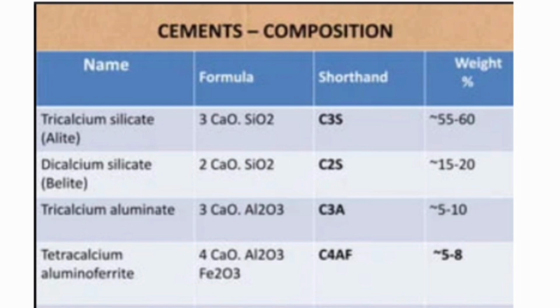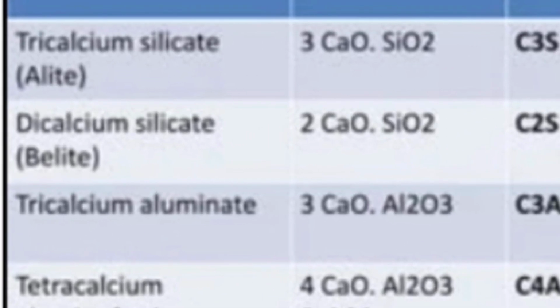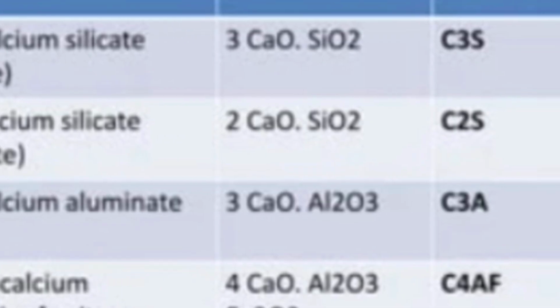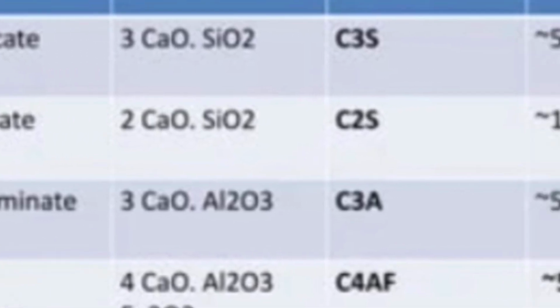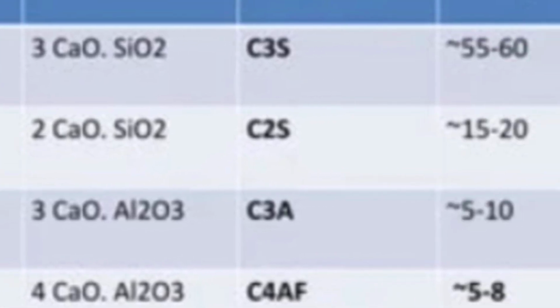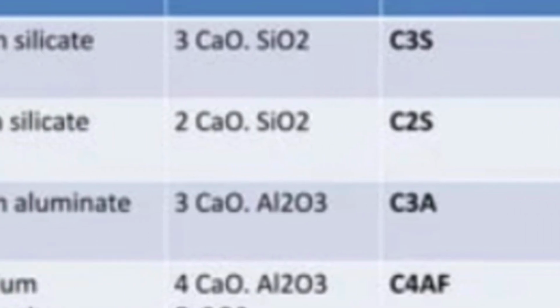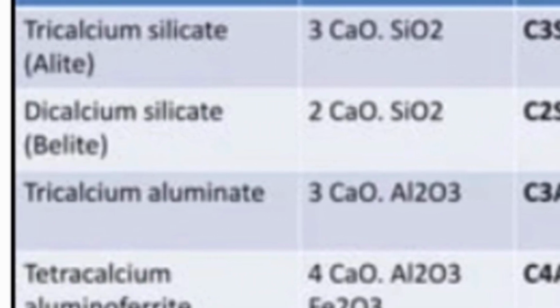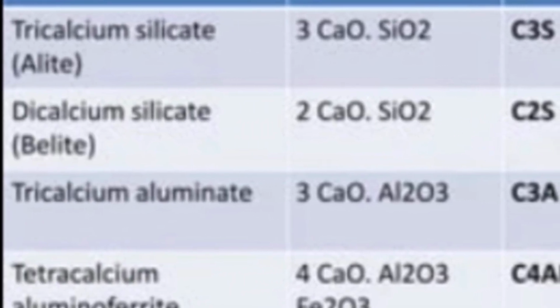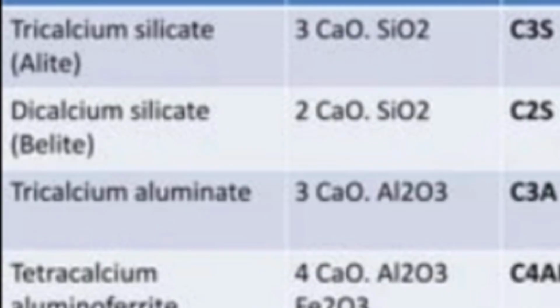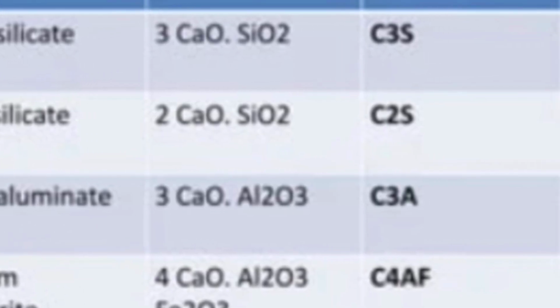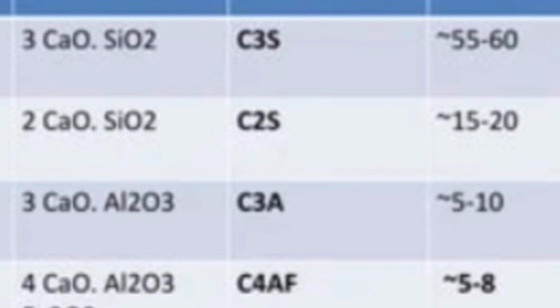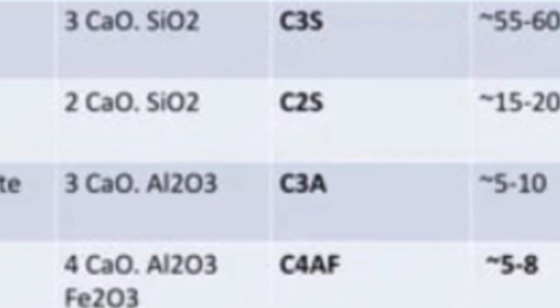Next is the dicalcium silicate, which is known as belite. The chemical formula is 2CaO.SiO2, and we can write it as C2S. The percentage by weight available is 15 to 20%. Next is the tricalcium aluminate, that is 3CaO.Al2O3, and we can write it as C3A. The percentage by weight available is 5 to 10%.